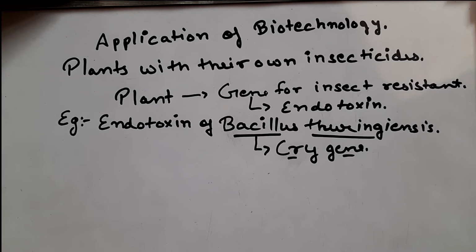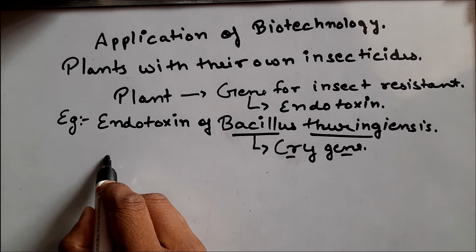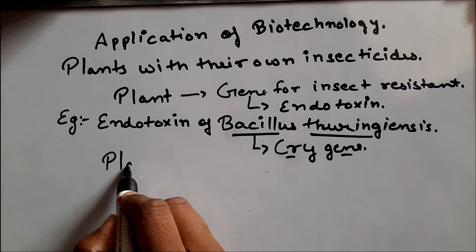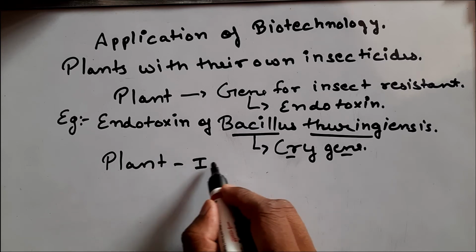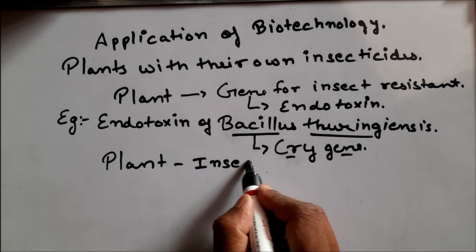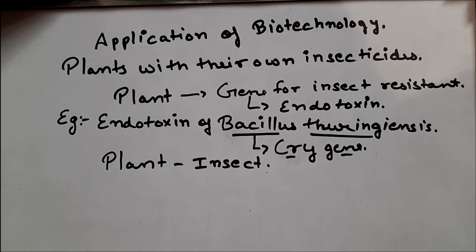This Bacillus thuringiensis bacteria is also an occasional diet of those insects which damage the plants. So this bacteria adopts a technique to kill those insects by producing endotoxin with the help of the cry gene, and this cry gene we insert into the plant. Now if an insect eats the plant or damages the plant, the endotoxin which is present in the plant makes pores in the mid-gut of the insect so that the insect dies due to starvation.